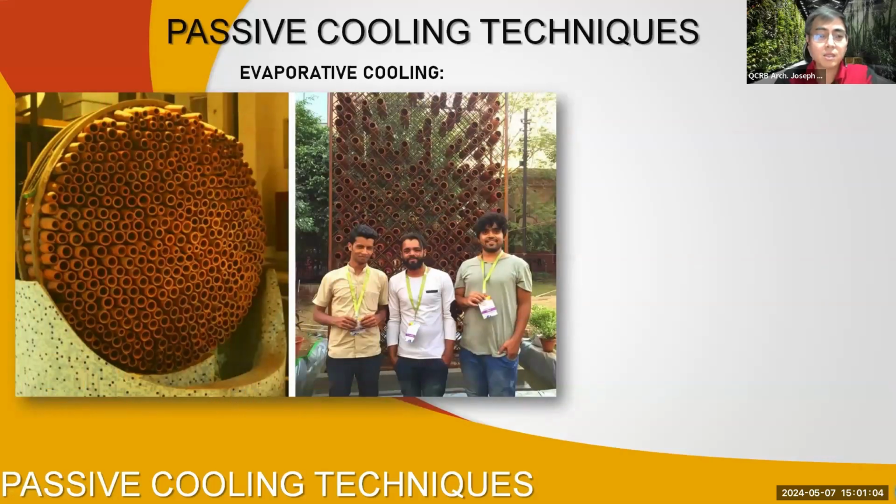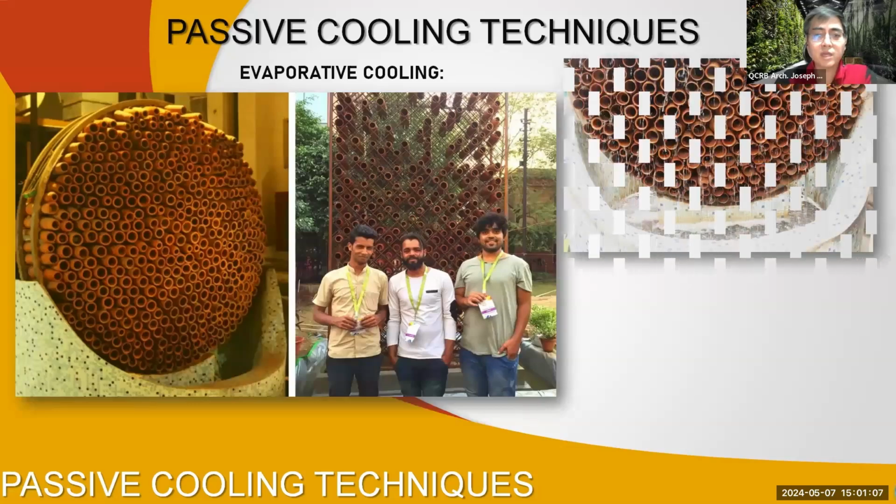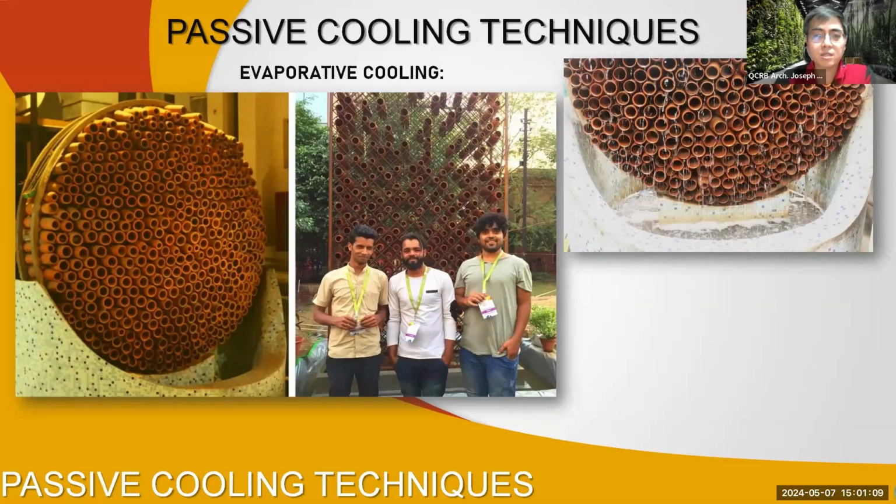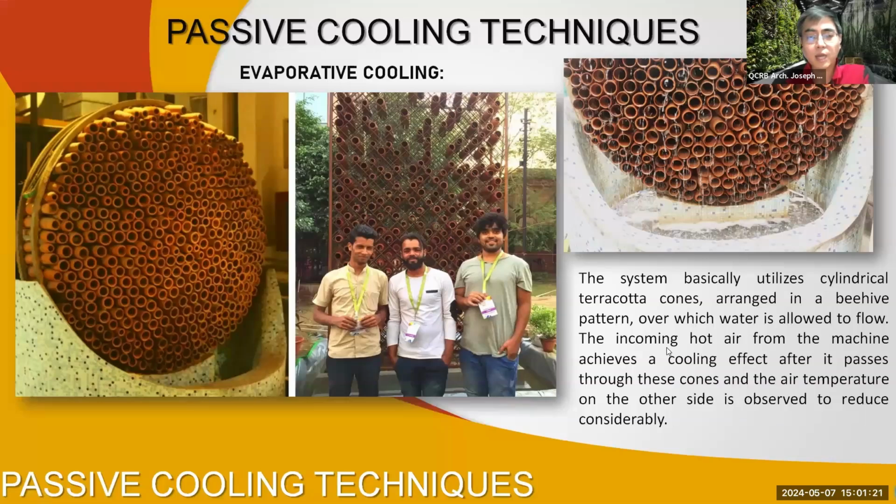So this is the one that I mentioned a while ago. This is a group of Indians, and this was part of their study. There is a big exhaust fan behind this that releases hot air, and then there's a community outside, which is uncomfortable of course because of the hot air. So what they did was use clay cylinders, hollow all the way through. They use cylindrical terracotta cones arranged in a beehive pattern, which when you flow water outside, it cools the pot.